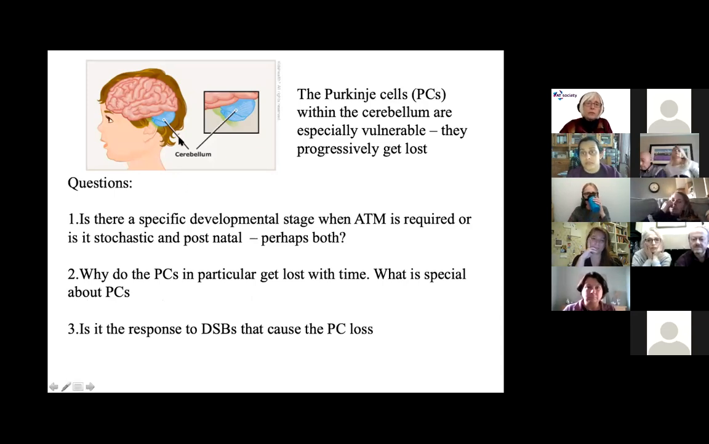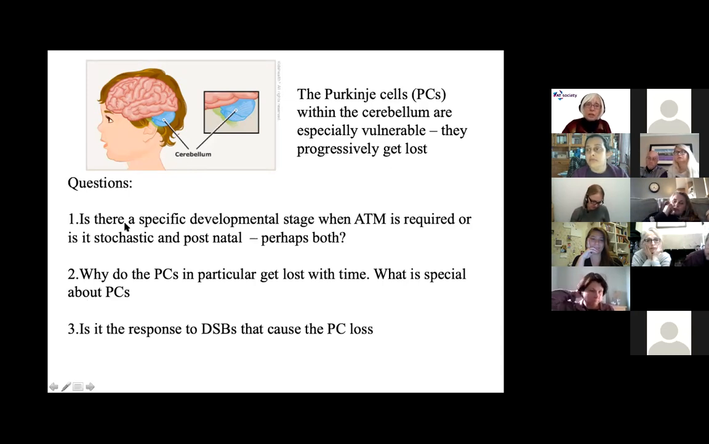So the region in the brain which is being lost in AT individuals is the base of the cerebellum, which is sort of at the base of the head here. And within the cerebellum, there are the Purkinje cells, which are especially vulnerable. And this is the region which is progressively lost.